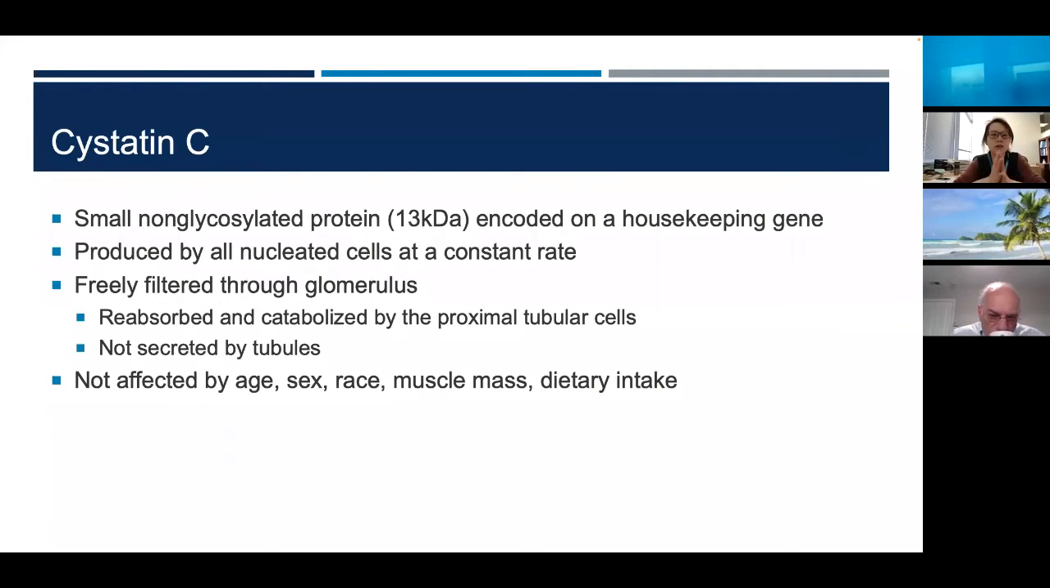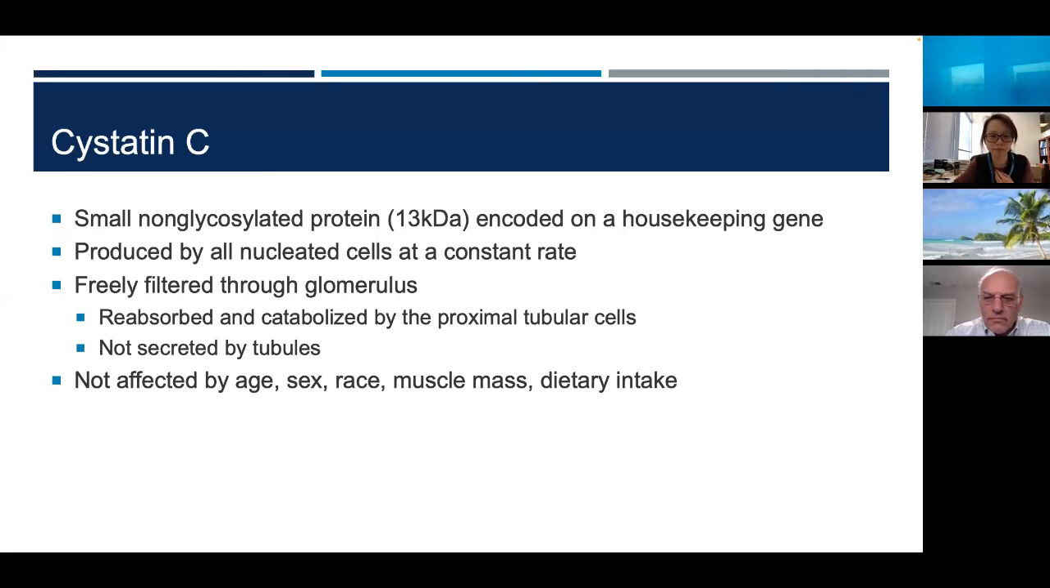So let's look at cystatin C. It is a small non-glycosylated protein, about 13 kilodalton, encoded by a housekeeping gene. It is produced by all nucleated cells at a constant rate. It is freely filtered through the glomerulus and then 100% reabsorbed and catabolized by the proximal tubular cells. It is not secreted by the tubules, and it's also not affected by age, sex, race, muscle mass, or dietary intake. In terms of size, it's very similar to beta-2 microglobulin, which is about 12 kilodalton.